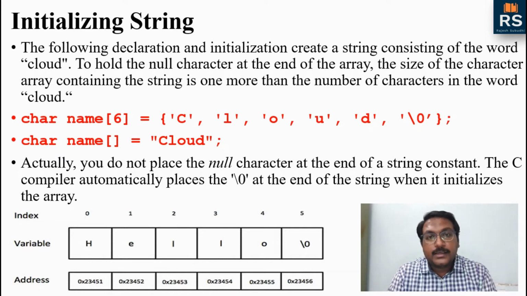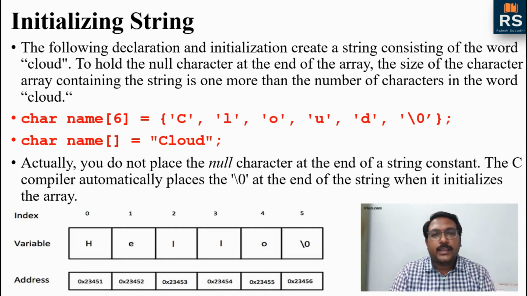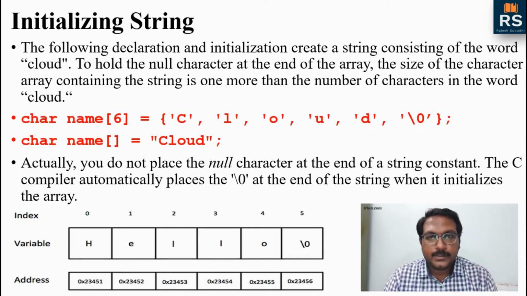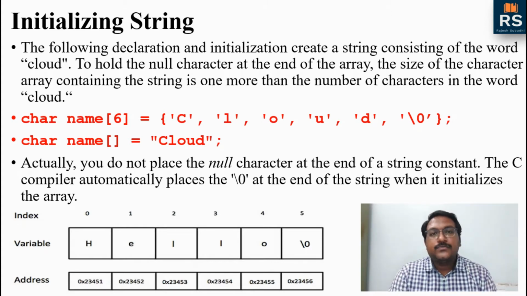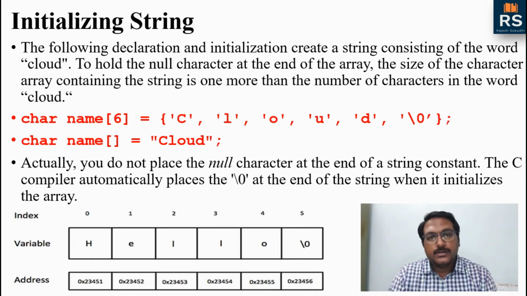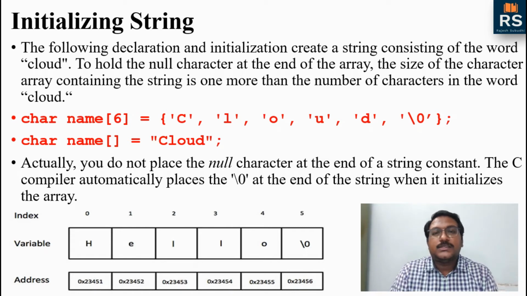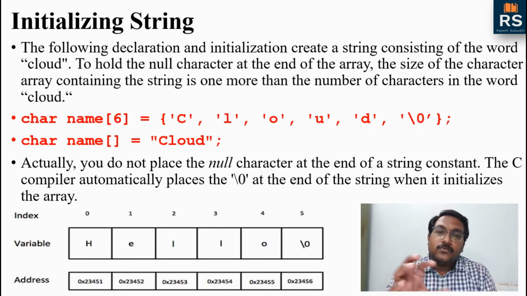If the null character was not there at the end of the character array, then hello could be taken as individual or independent elements. As we have the null character at the end, the compiler will take it as a whole word, and that particular word will be considered as the value of that variable.